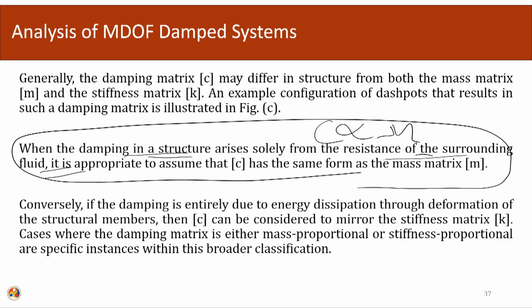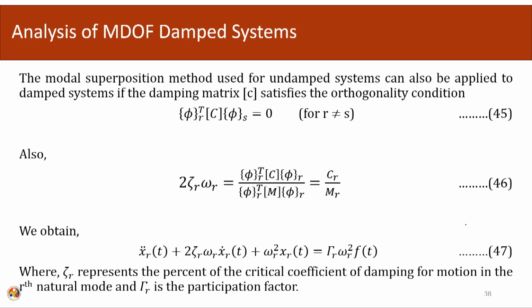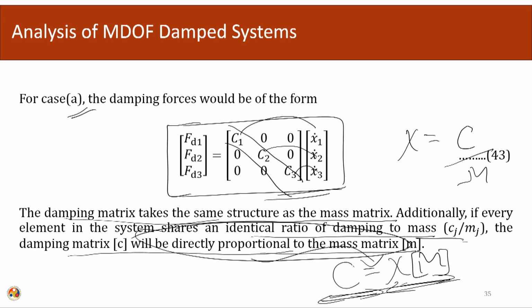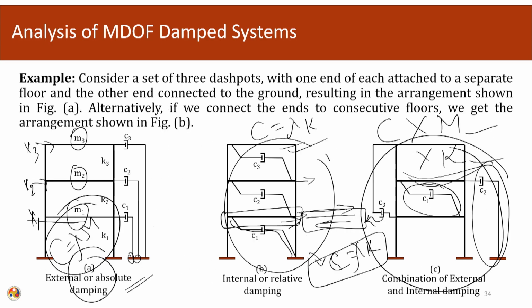Conversely, if the damping is entirely due to the energy dissipation through deformation of the structural members, meaning that the damping is due to the relative motion of the structure, and whatever energy loss is occurring is occurring due to the deformation in the structure, then the damping matrix can be considered to mirror the stiffness matrix, as in the case B.